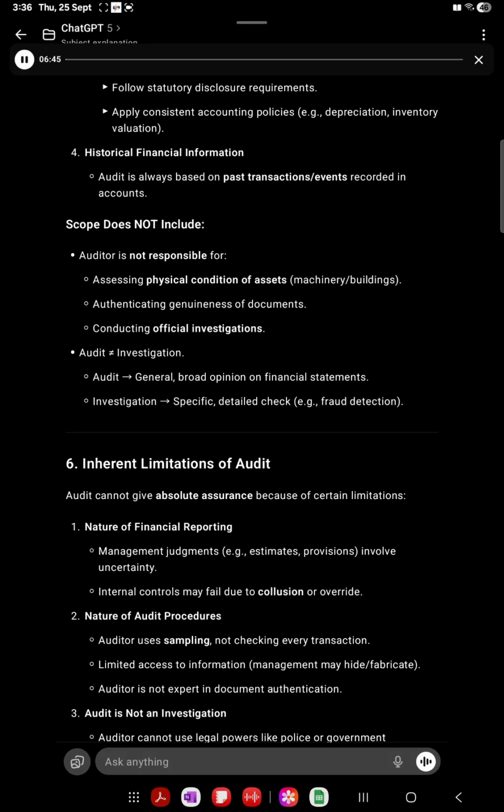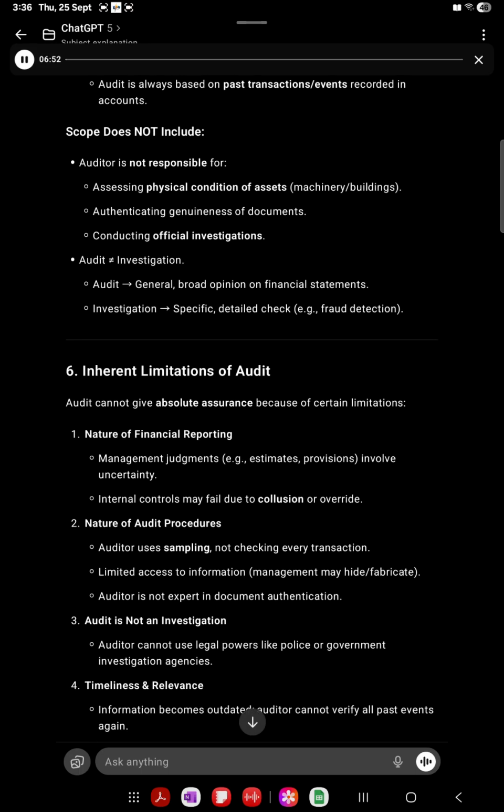Scope does not include: the auditor is not responsible for assessing the physical condition of assets, machinery, buildings, authenticating the genuineness of documents, or conducting official investigations. Audit versus investigation. Audit: general, broad opinion on financial statements. Investigation: specific, detailed check, e.g., fraud detection.